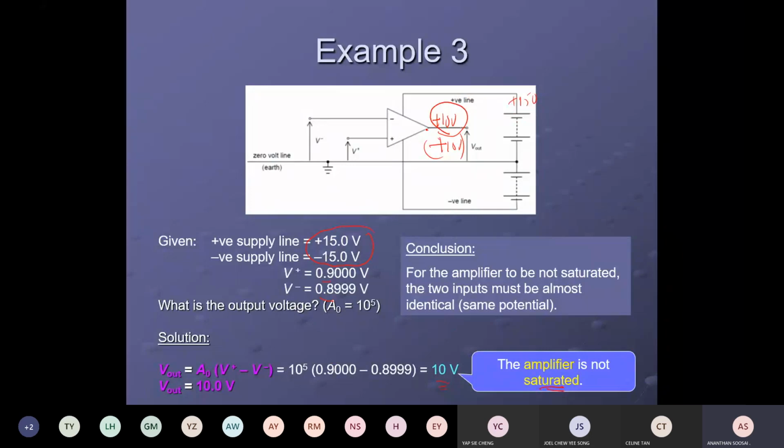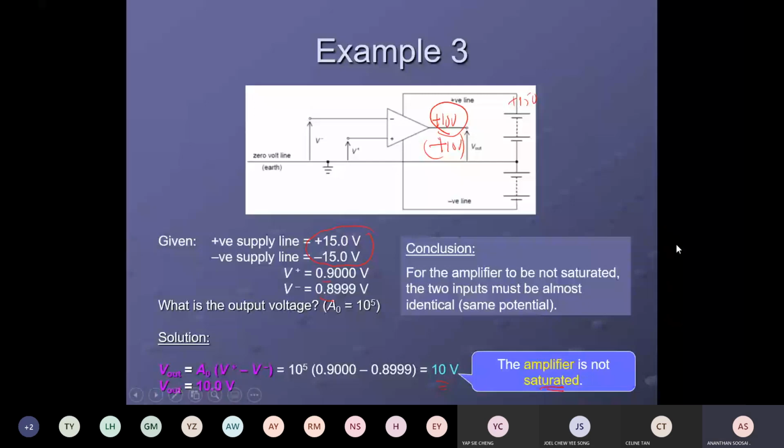Okay, if the voltage required by the op-amp is greater, the supply can't afford to give that voltage. It gives the maximum voltage it can. Okay, and that situation called saturation happens. Okay, any question from this slide?